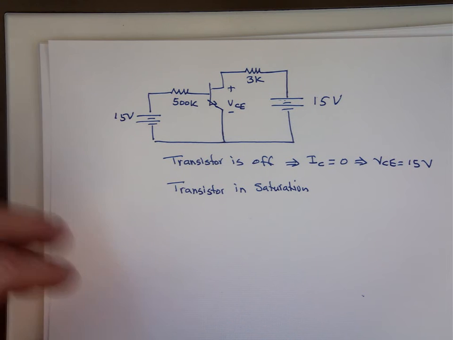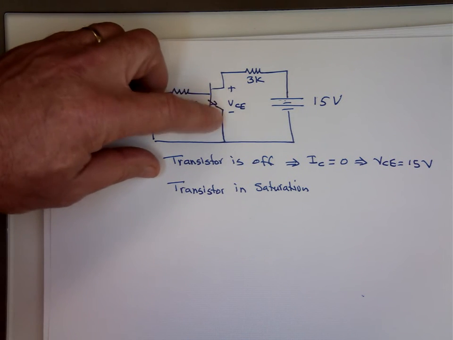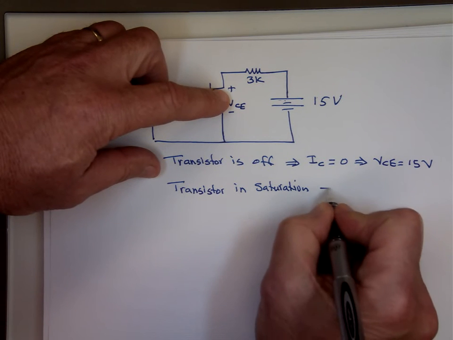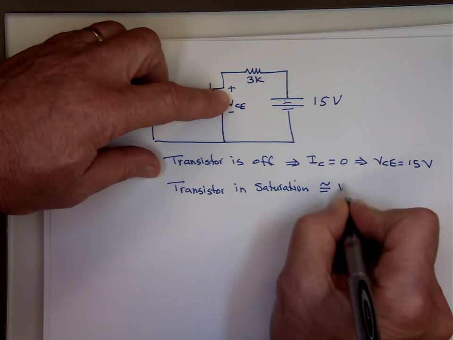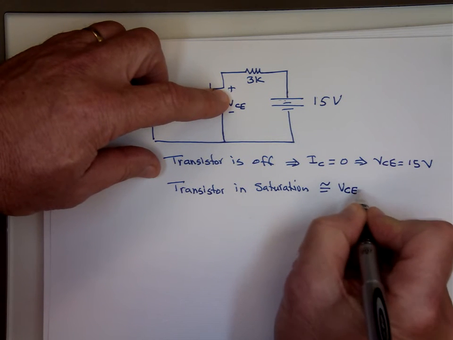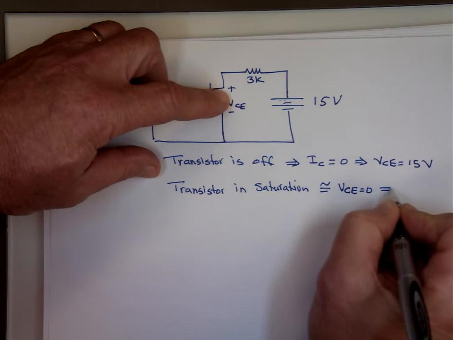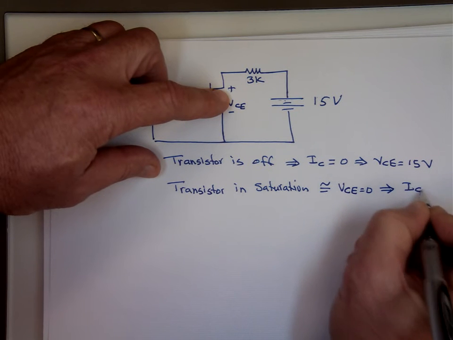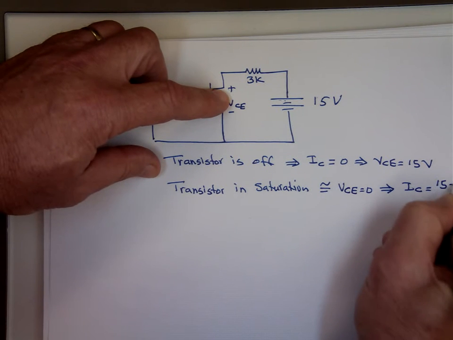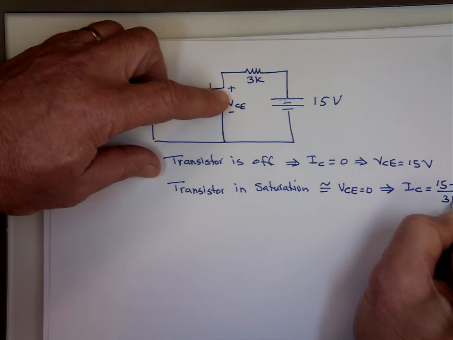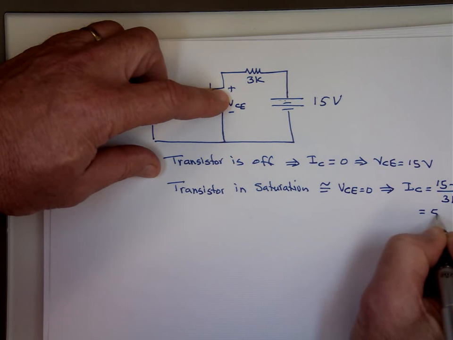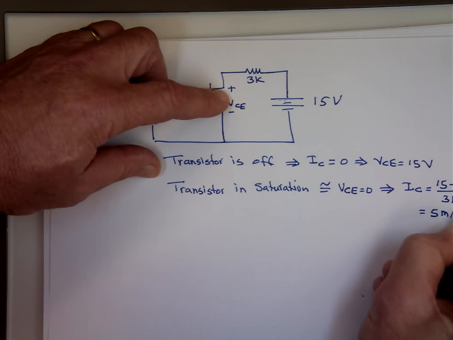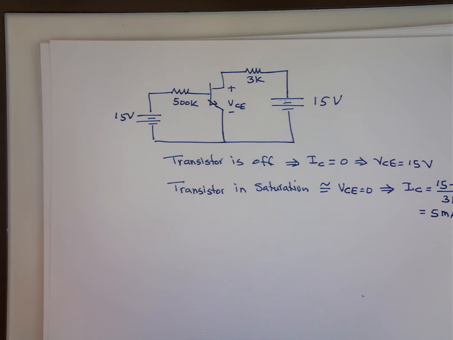If it's in saturation, what does that mean? Let's assume this voltage VCE is 0. It's not really 0, but let's assume it's 0. Then what is the current I sub C? It's going to be 15 minus 0 over 3K, which is what? 5 milliamp.